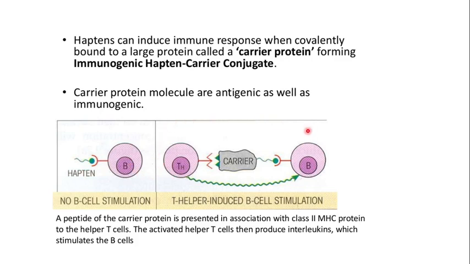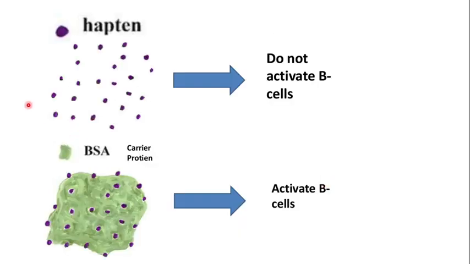But if the hapten carrier conjugate is there, it can activate the B cell as well as the Th cells. So we can see in this figure a large number of identical haptens. When we inject these haptens into our body, they can't activate the B cell. But if these identical haptens are combined with some carrier protein, they can activate the B cell and produce antibodies against the haptens.